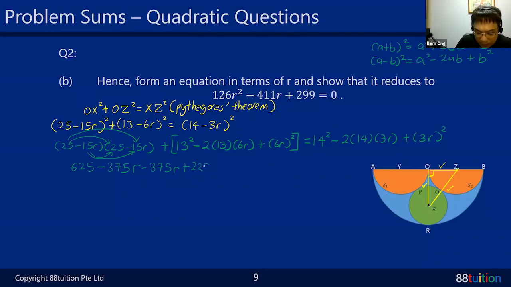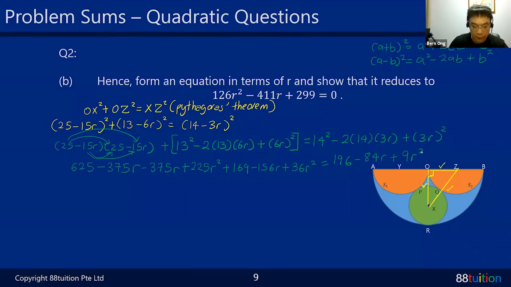Can you see our numbers are getting big and scary? So you have to do it very, very slowly. Then down here you can just press your calculator. 13 squared is 169. 2 times 13 times 6 will give you 156, minus 156r, plus 36r squared. Careful, the 6r bracket squared, the square is for 6 and the r. 6 times 6 is 36, r times r is r squared. 14 times 14 gives you 196. 2 times 14 times 3 gives you 84. Plus 3 times 3, 9r squared.